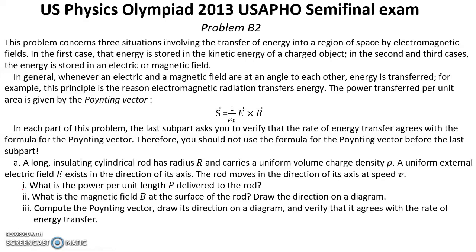For example, this principle is the reason electromagnetic radiation transfers energy. The power transferred per unit area is given by the Poynting vector S equal 1 over mu 0 multiplied by a cross product of electric and magnetic fields.